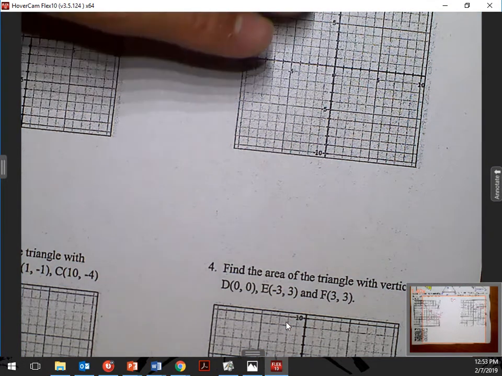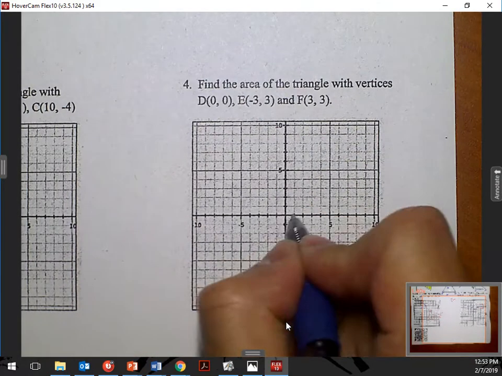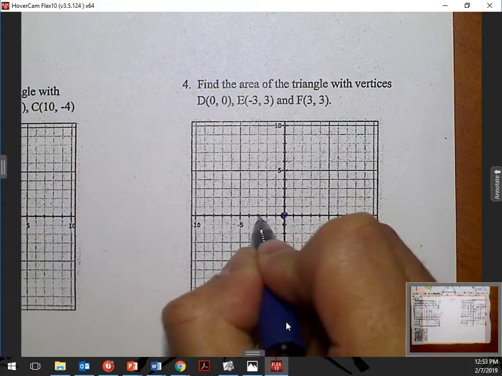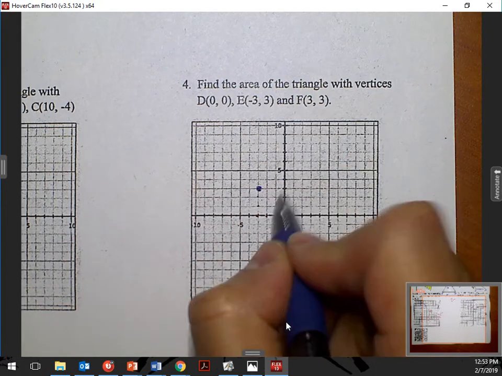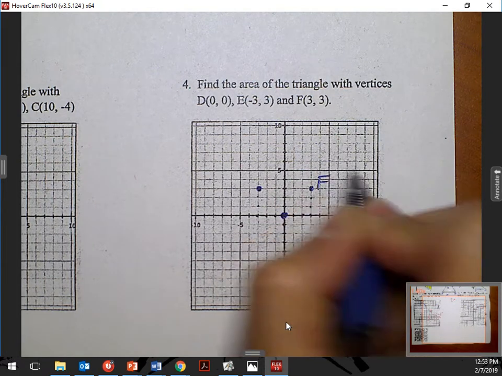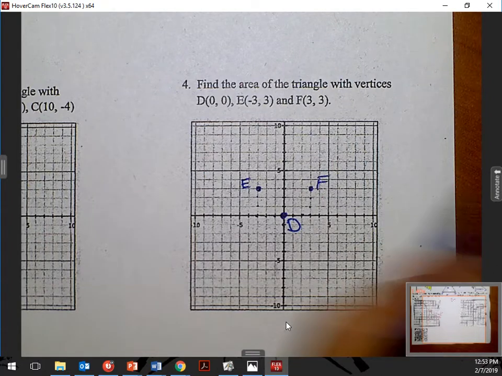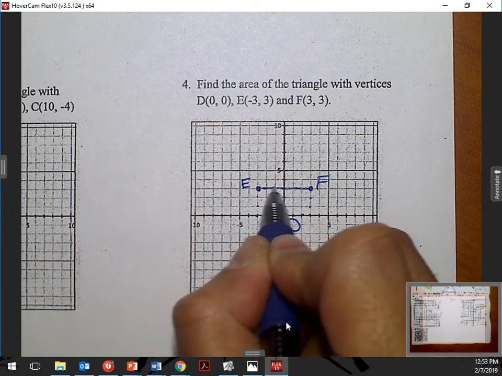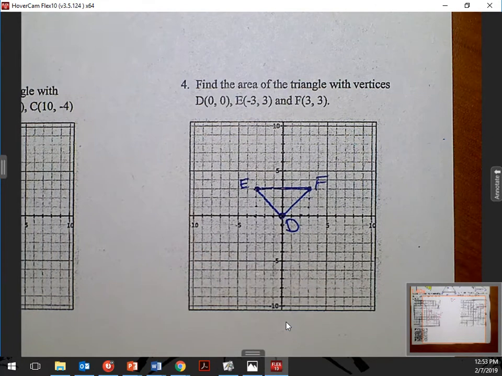Okay, so let me see. Here's going to be number 4. This one's going to be a triangle here. 0, 0, -3, 1, 2, 3, 1, 2, 3. And then F is at 3, 3. So F, E, and D. On this one right here, how would I do this one?